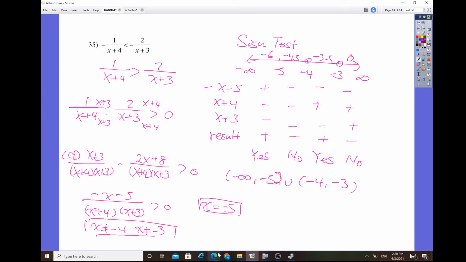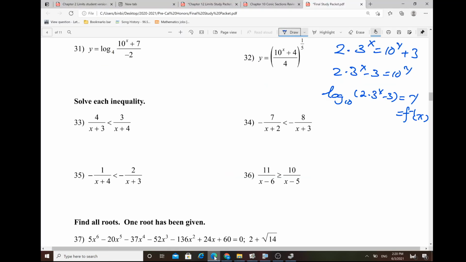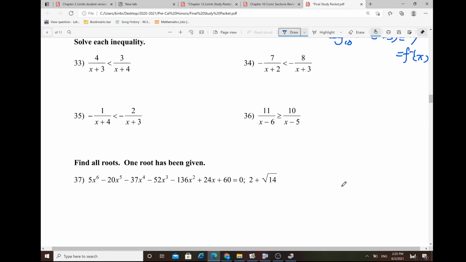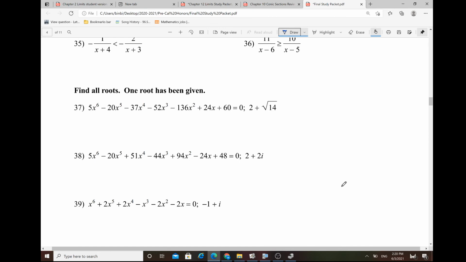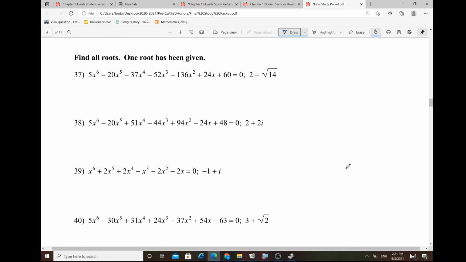Okay, so now, going back. Okay, let's see what else we have. Finding the rest of the roots. We actually went over that during class today, and this one can also refer back to chapter 3 for the polynomial. Finding the rational zero, the irrational zero, or the one that's given with one of the complex zeros.